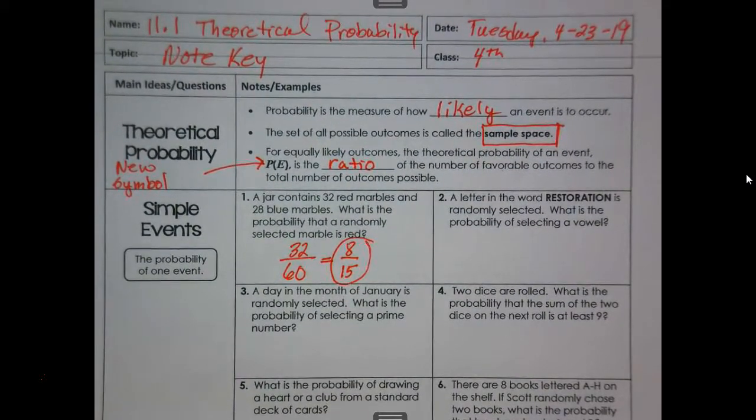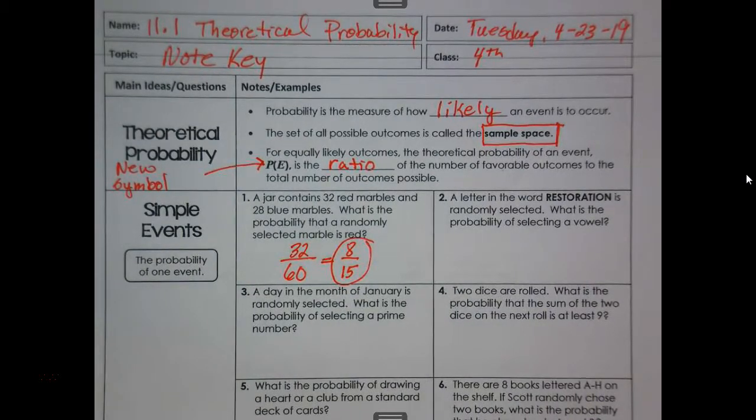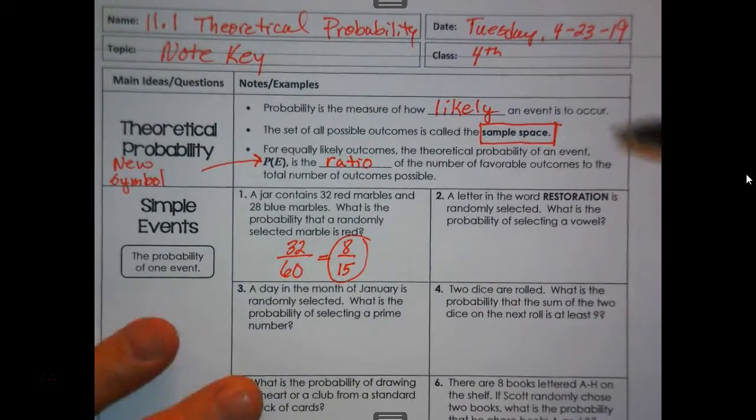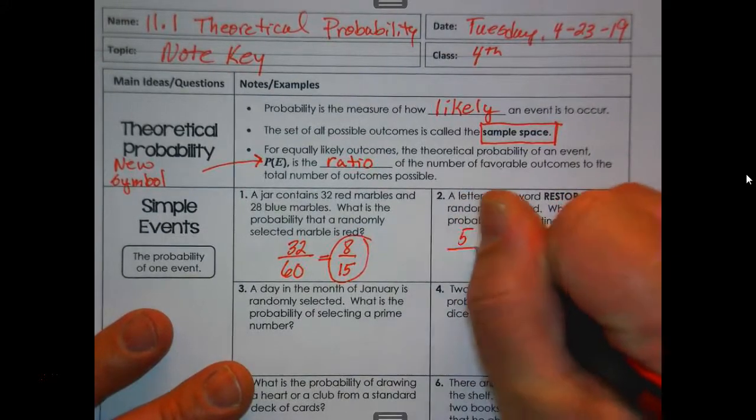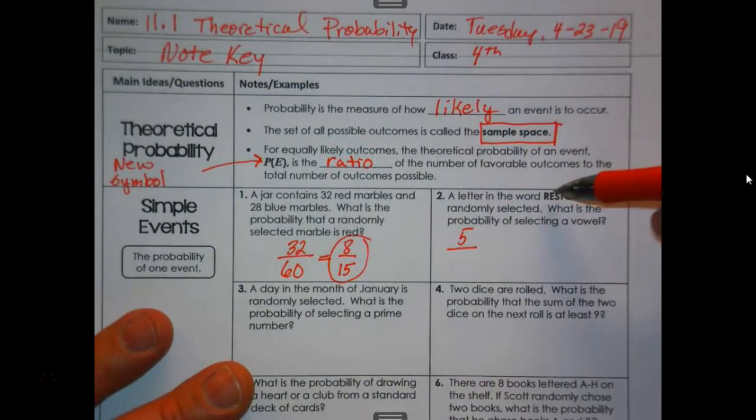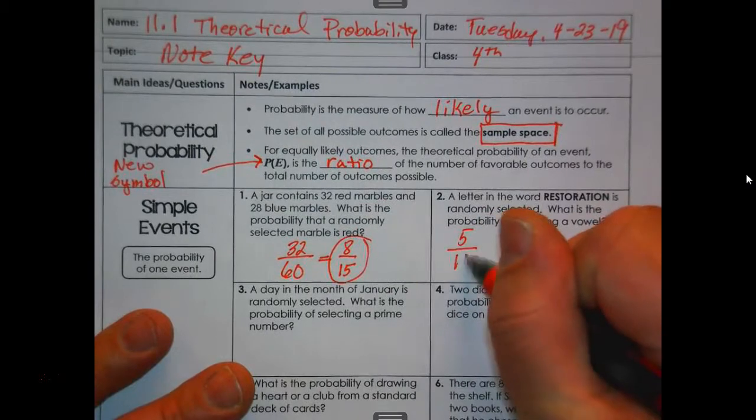Number 2, a letter in the word restoration is randomly selected. What is the probability of selecting a vowel? 1, 2, 3, 4, 5 vowels out of 1, 2, 3, 4, 5, 6, 7, 8, 9, 10, 11. Okay.